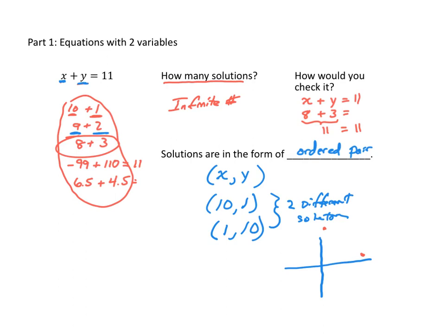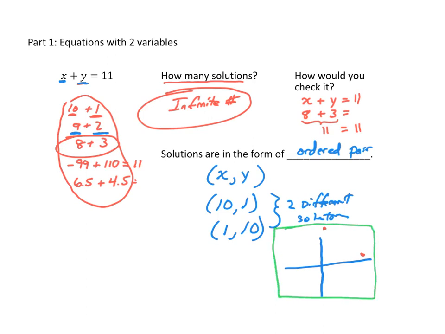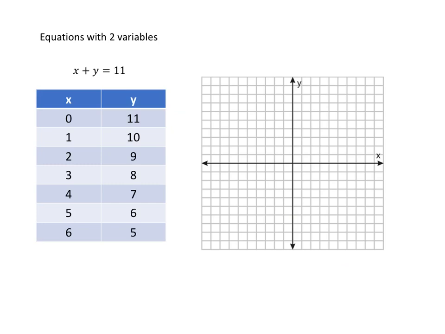Okay, but since there is an infinite number of solutions, we can never list them all. That's where the graph comes in handy, because we can graph them all. We can't list them all, including all the decimals and all the fractions and all the negative numbers, but we can graph them all. So that's what we're going to be doing. Here are some of the solutions to x plus y equals 11, and let's take a look and see what the graph looks like.